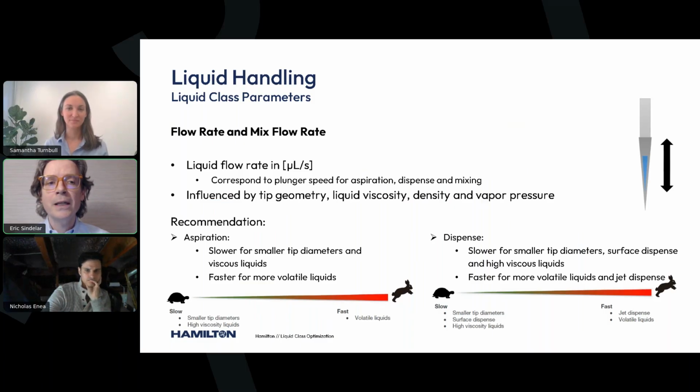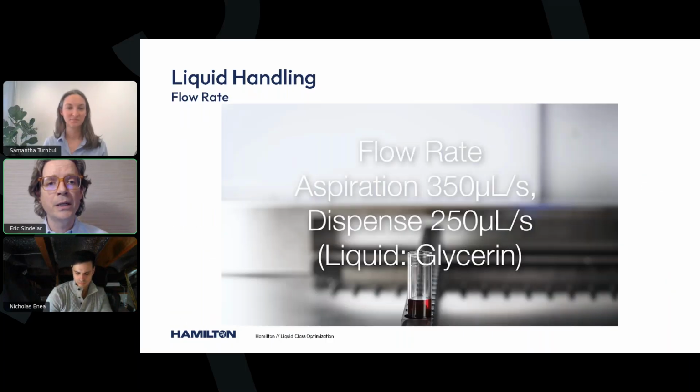The flow rate corresponds to plunger speed for aspirating, dispensing, and mixing in microliters per second, and is greatly influenced by tip geometry, viscosity of the liquid, density, and vapor pressure. Pretty predictably, a slower flow rate would be more applicable to tips with smaller diameters as well as more viscous solutions, whereas with more volatile liquids, you would want to pipette faster. So I have a couple of examples here.